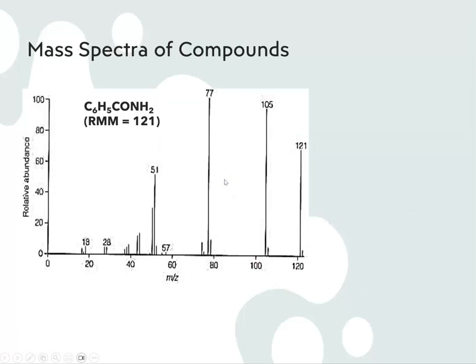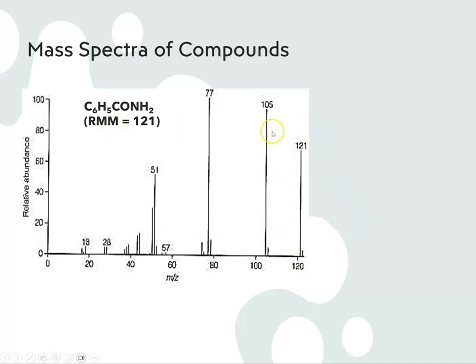Now we're going to move on to interpreting mass spectra of compounds. Obviously, because of the larger number of atoms present, the mass spectra for compounds will be more complicated. What you're seeing on the screen is the mass spectrum for C6H5CONH2, which is an amide. This compound has a relative molecular mass of 121.